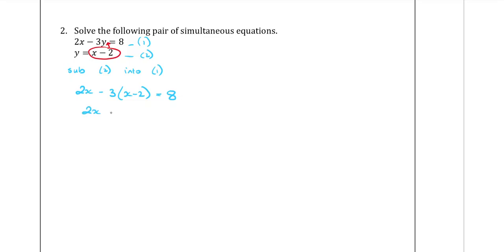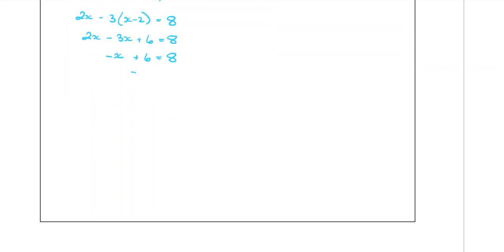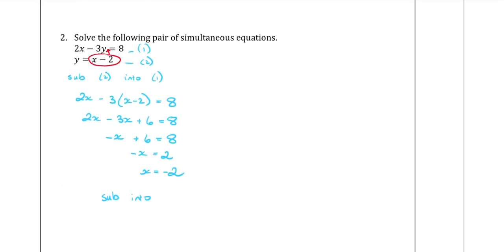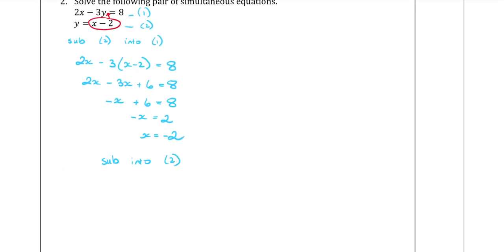Expanding, we get 2x minus 3x plus 6 equals 8. 2x minus 3x is negative x plus 6 equals 8. Subtract 6 and we get 2, and then dividing by negative 1, we find out that x is equal to negative 2. Finally, we need to sub back into one of the original equations. Let's go into equation 2. And we get y equals minus 2, which is negative 4.